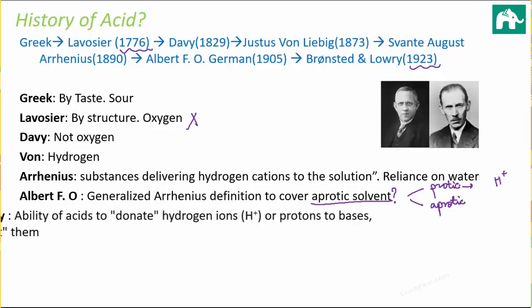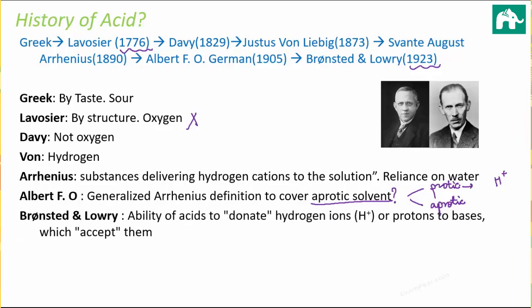Okay. Finally, a few years later, around 1923, Bronsted and Lowry said that acids have the ability to donate hydrogen ions or protons to bases which accept them. They said that yes, a substance that has a tendency to release hydrogen ions is an acid, and these hydrogen ions in turn are accepted by some other set of substances, and they are called bases. And today the definition that we learn is also on the same basis, that any substance that releases hydrogen ions or that has excess of hydrogen ions is an acid.